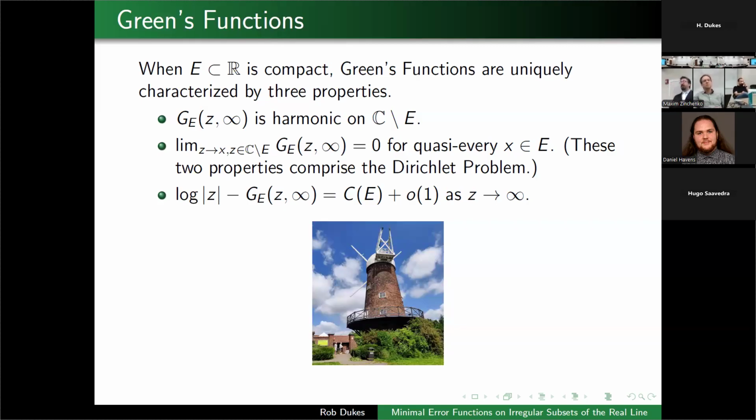What is C of E? Well, it's called capacity. It's kind of like a measure. It's not actually a measure, but it's the same idea in that it represents how big sets are. It's monotonic under set inclusion: if A is contained in B, then capacity of A is less than or equal to capacity of B. And when the set has capacity 0, it is in some sense negligible. That's called a polar set.